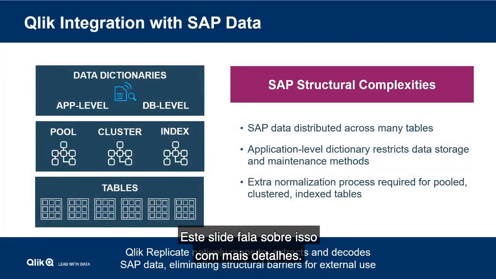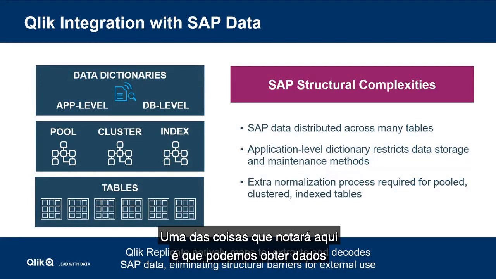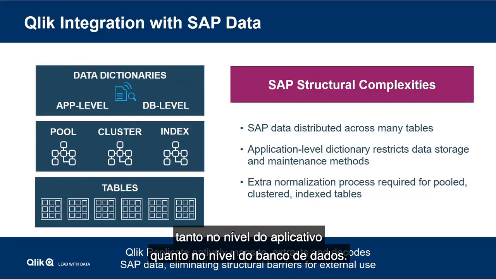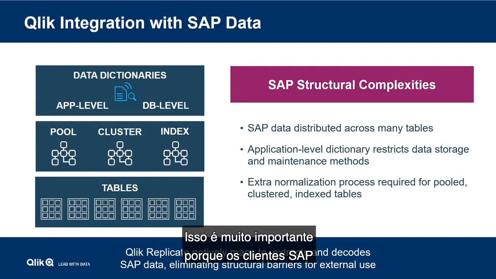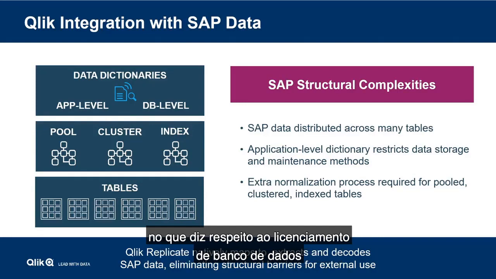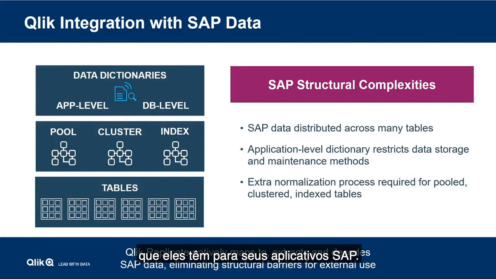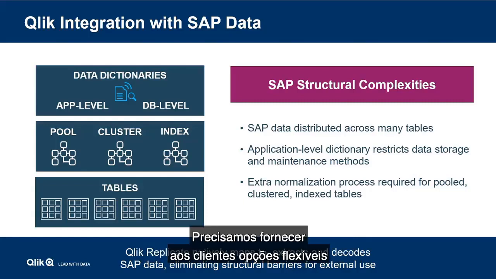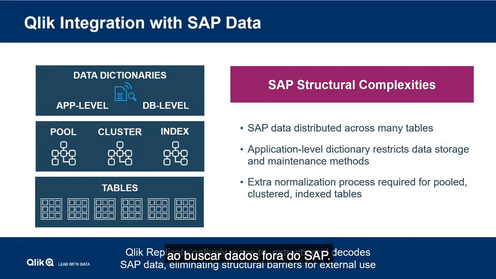This slide talks about that in a little bit more detail. One of the things that you'll notice here is that we can source data from either the application level or the database level. This is really important because SAP customers are not only faced with technical requirements, but they also have performance requirements and even licensing requirements as it pertains to their database licensing that they have for their SAP applications. We need to provide customers flexible options when sourcing data out of SAP.